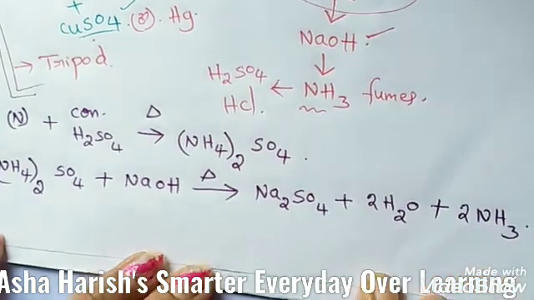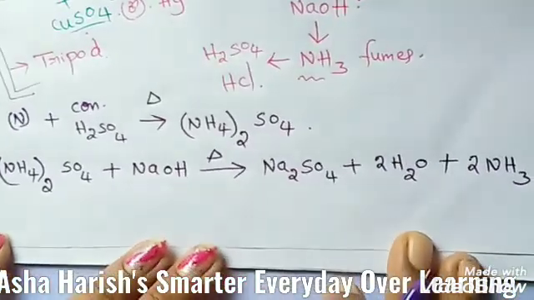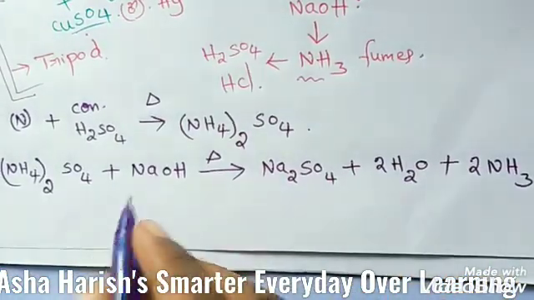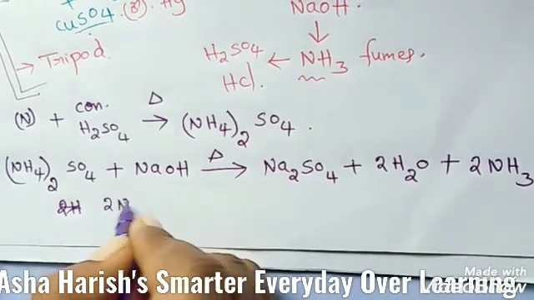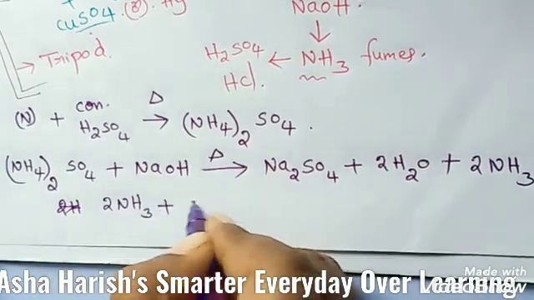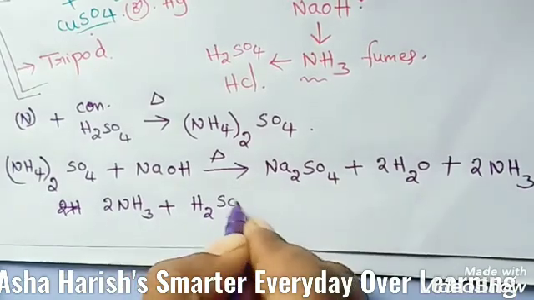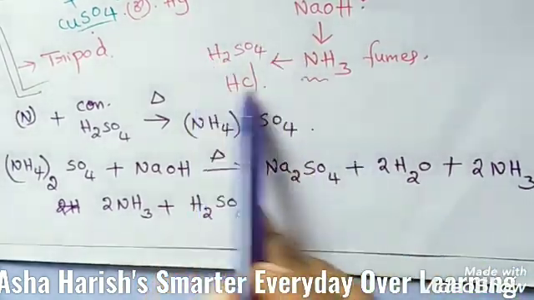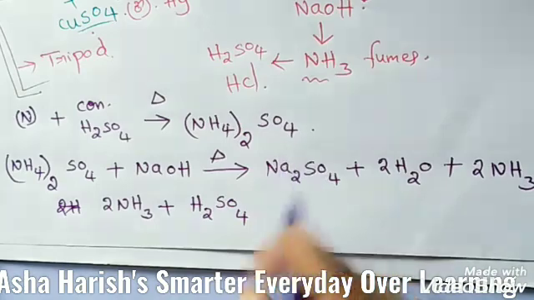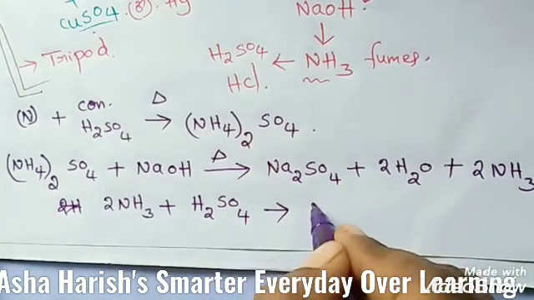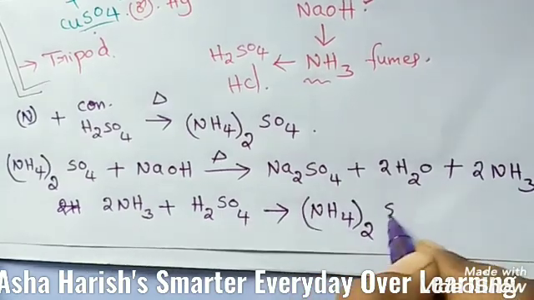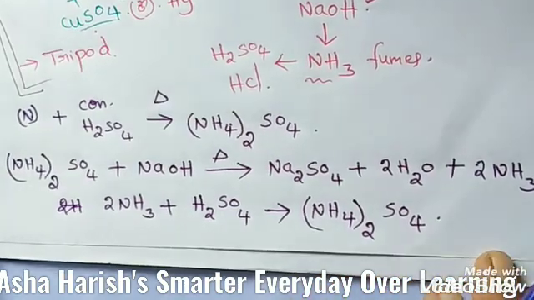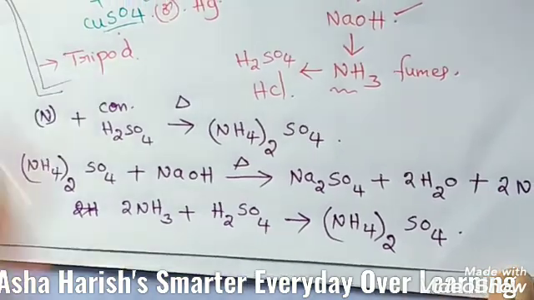NH3. Again, the formed NH3, the formed ammonia fume, should be treated with H2SO4: 2NH3 plus H2SO4. As I told you previously, H2SO4 or HCl, no problem. Here the final product should be (NH4)2SO4. Here is the ammonium sulfate, right?